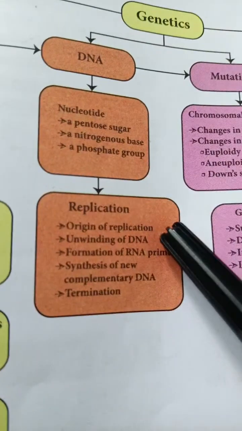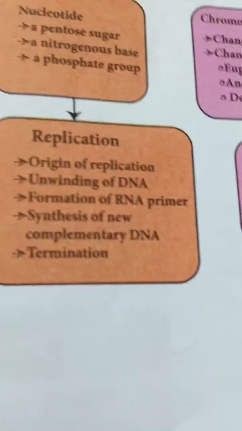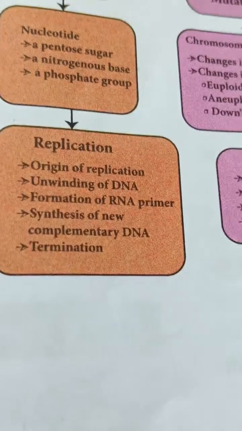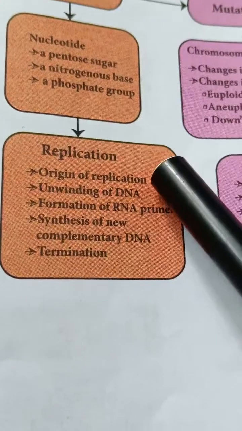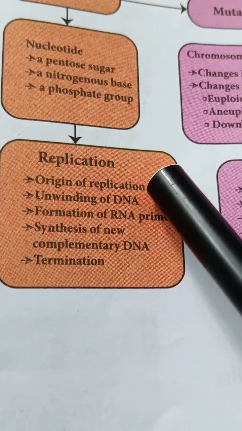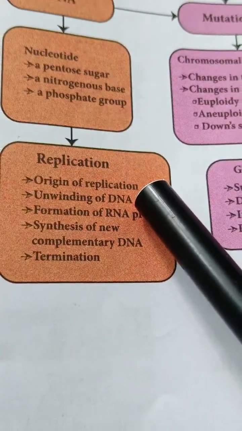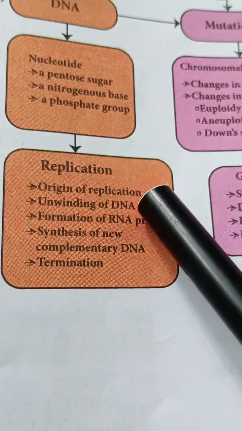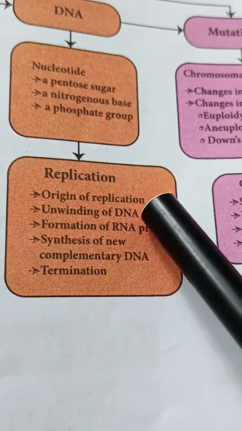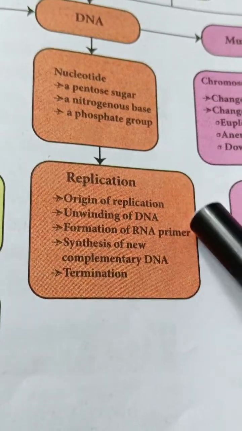So what did we study in the origin of replication? We studied the site, a specific site the DNA will select in its structure, and then it will open. That is the unwinding of DNA, by forming a replication fork with the help of the enzymes helicase and topoisomerase. Do you remember? Yeah.